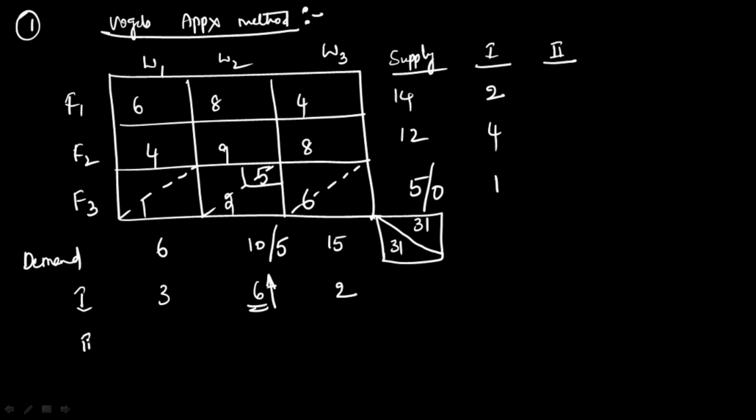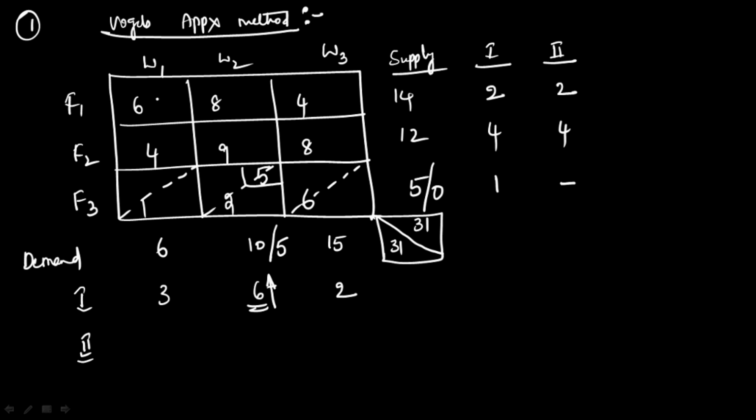Now again, we'll repeat the steps. First let me start with row operation. First row, again it is the same because the least cost is 4, next least cost is 6, therefore the difference is 2. Second row, again it is the same because the least cost is 4, next least cost is 8, so the difference is 4. And this one is gone because the entire supply from factory 3 is finished. Now coming on to columns. Now this entire third row is gone.